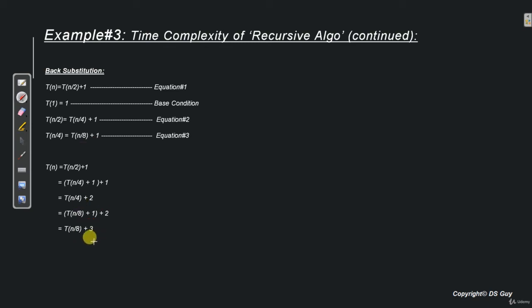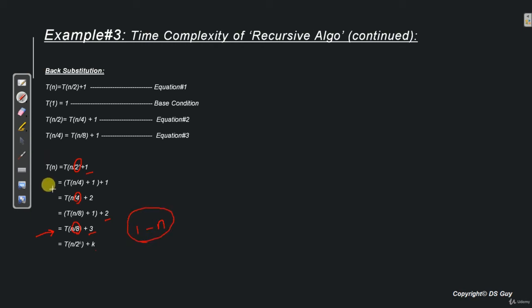Now if we see, we have a pattern over here. This number over here increases by 1 in each step. Similarly, this value over here gets multiplied by 2 in each step. So here it was 2 to the power 1, here it is 2 to the power 2, 2 to the power 3 and so on. So now can we represent this equation in a more generic format? Yes, we can. So we have T(n/2^k) + k. Now what is k? k starts from 1 and it ranges from 1 till n.